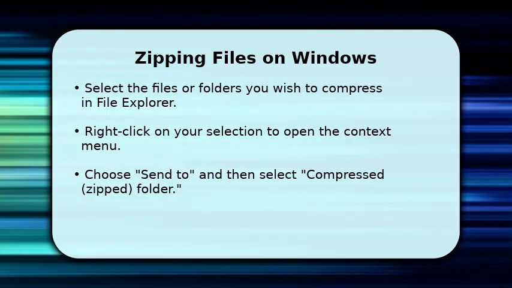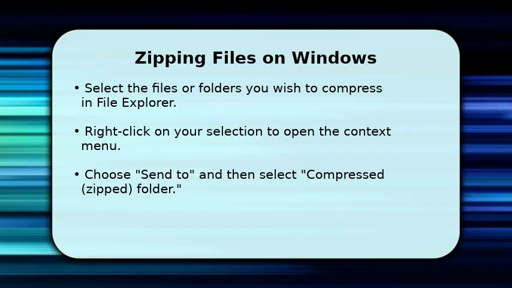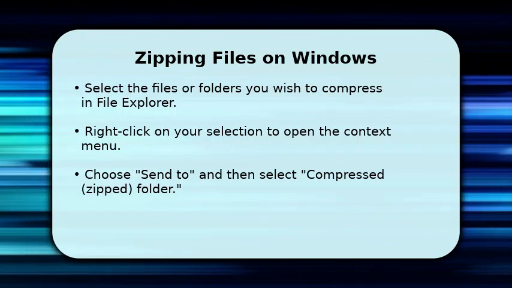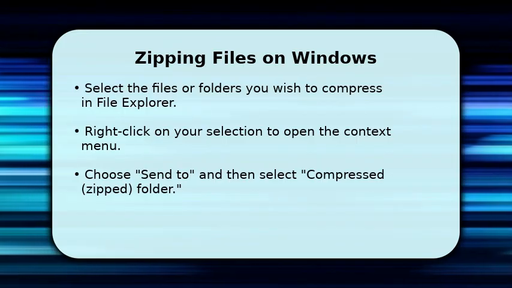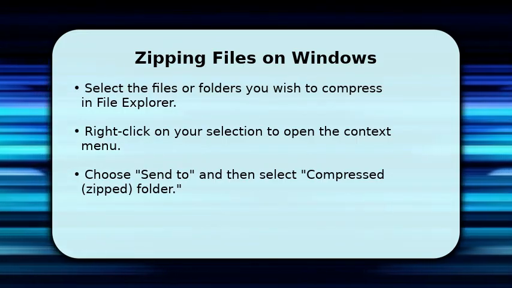First, navigate to the files or folders you want to compress in File Explorer. Select your desired items. Then, simply right-click on the highlighted selection. From the context menu, hover over Send To, and then click on Compressed Zipped Folder. A new zip archive will instantly be created in the same directory, typically named after one of your selected files, ready for easy sharing or storage.